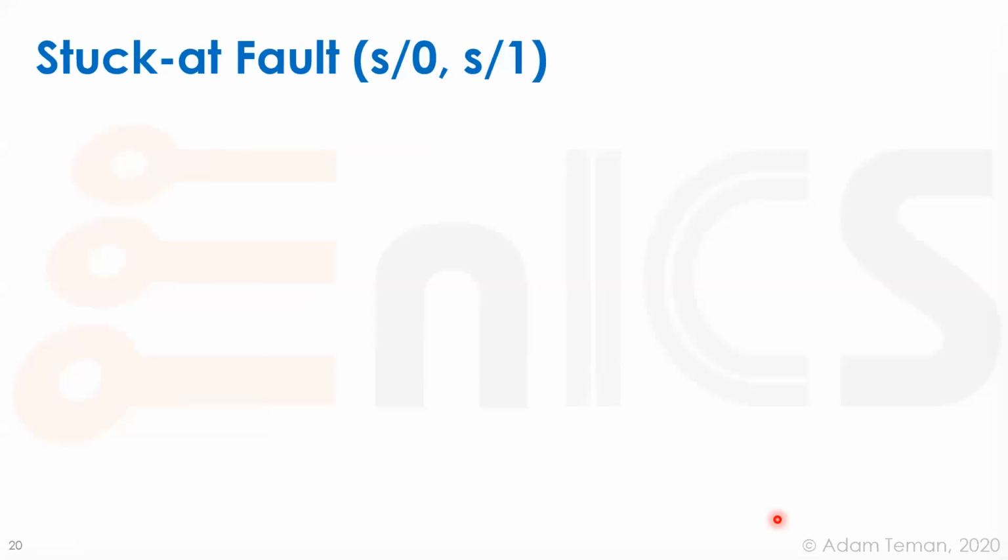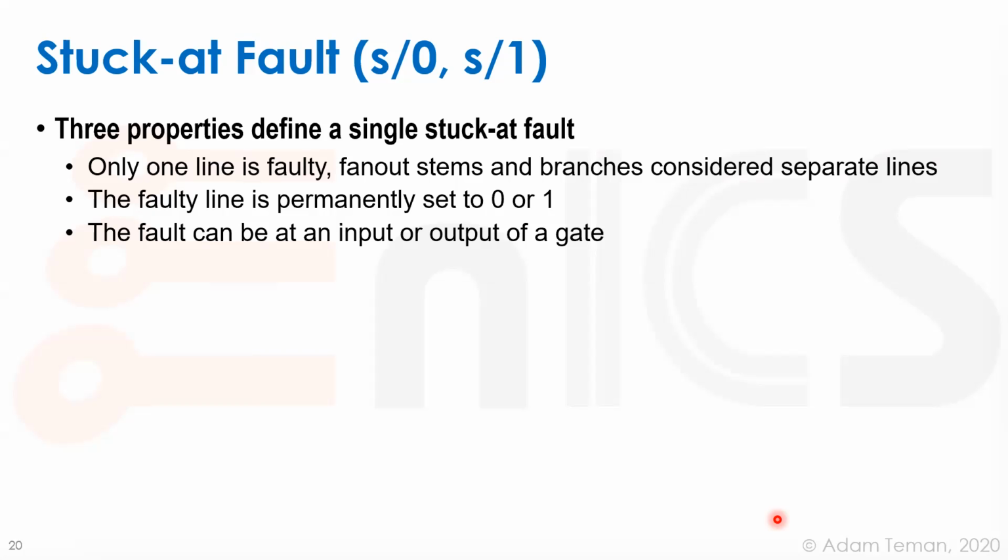Okay, so I've already written stuck-at fault in many different ways. It can be SA1, SA2, SA0, SA1, S/0, S/1. You'll see it on different slides here in different ways, but they basically mean the same thing. So there are three properties that define a single stuck-at fault.